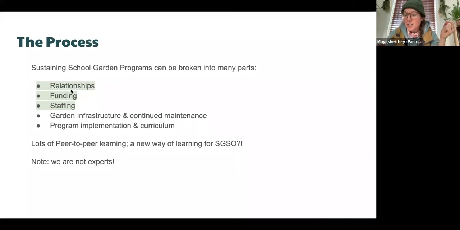So our working group that you're about to meet, they each delegated and had a group of interviewees that they broke down and asked relationship questions, building relationship questions, to funding questions and staffing questions. It was a ton of peer-to-peer learning, and it was kind of a new process that the SGSO network has never really participated in, this virtual peer-to-peer interview learning. So maybe it's something that we can look at in the future and include more of you in this process as well.